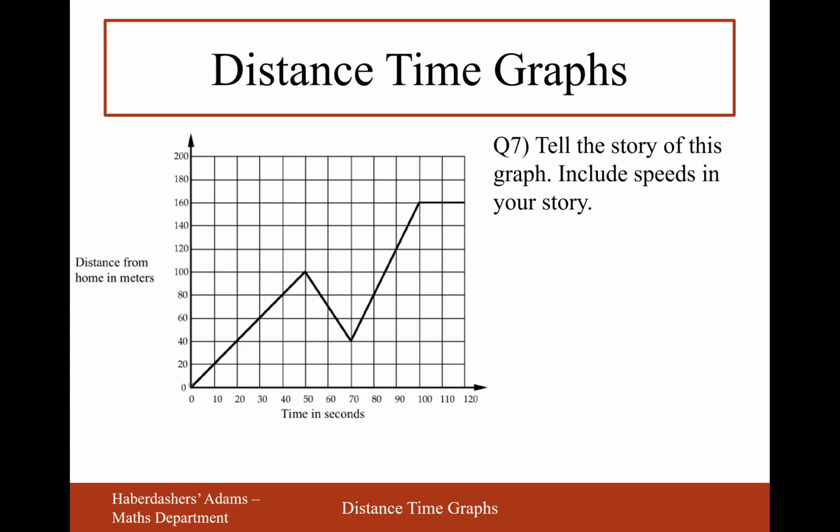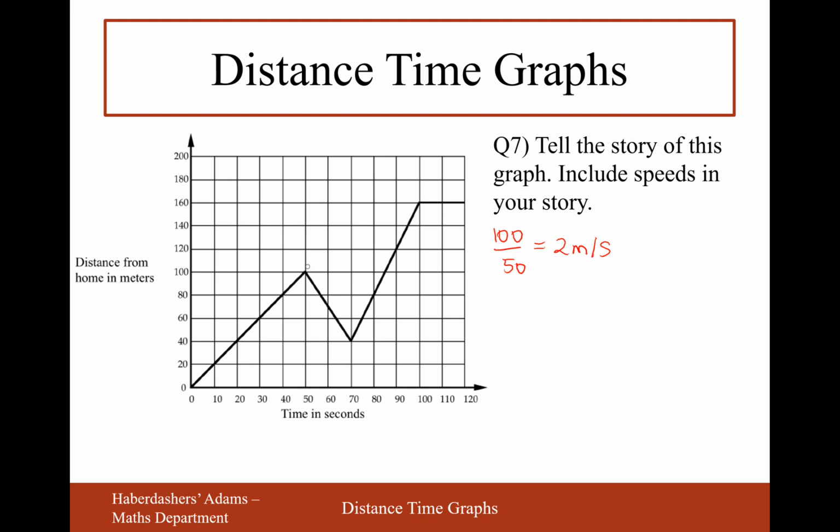Okay, so what we could do then is Timmy is cycling to the sweet store, and his starting cycling speed was 100 meters in 50 seconds. So 100 divided by 50 is 2 meters per second. So in the first section here, Timmy has travelled 2 meters per second.